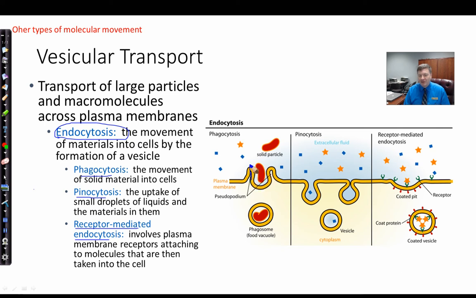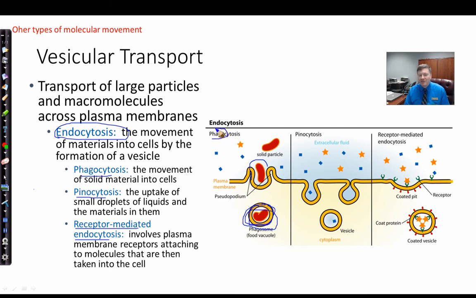We basically are going to wrap the cell membrane around it, kind of like pushing your finger into a balloon, how the balloon kind of wraps around your finger. We end up with this vesicle inside of the cell made of membrane that now contains that particle.